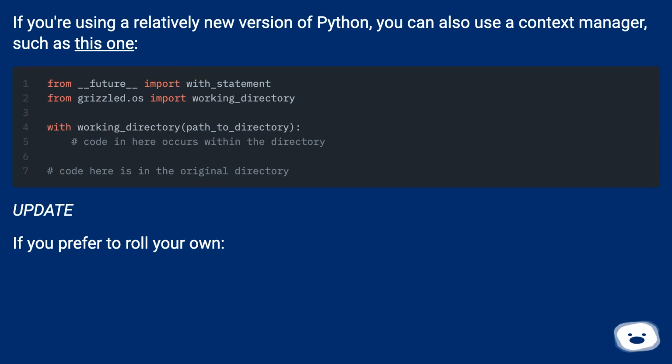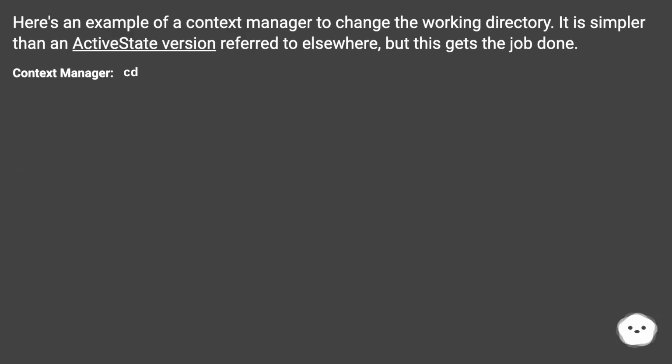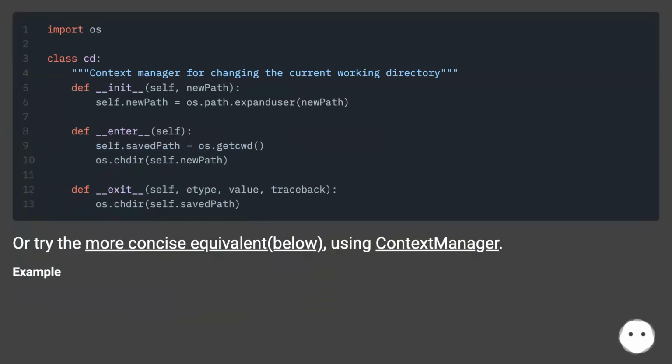Update. If you prefer to roll your own, here's an example of a context manager to change the working directory. It is simpler than an ActiveState version referred to elsewhere, but this gets the job done. Context manager cd. Or try the more concise equivalent below using contextmanager. Example.